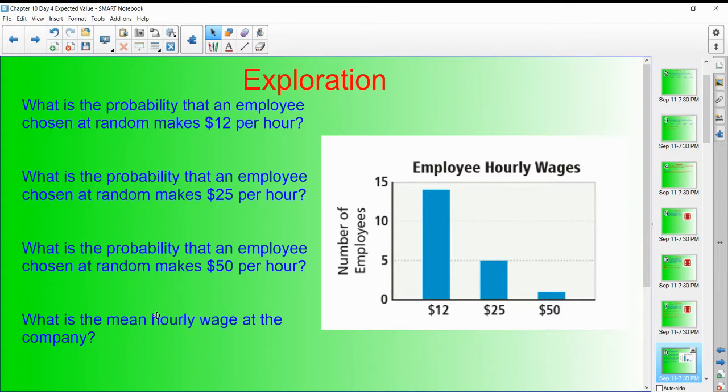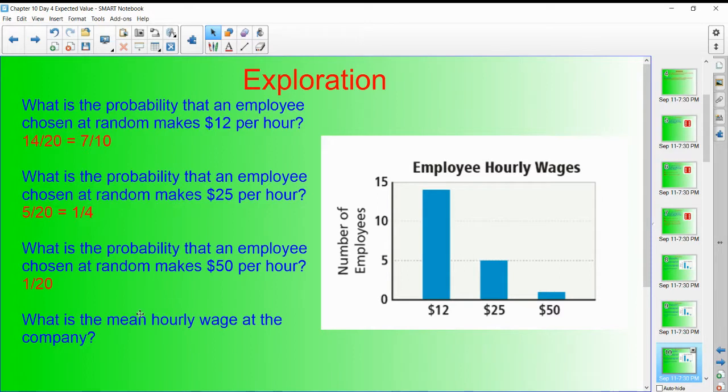So looking at this graph, what's the probability that an employee makes $12 per hour, $25 an hour, $50 an hour? And then what's the mean? What's the average hourly wage? So I see 14 out of the total 20 make $12 an hour. 5 out of 20 make $25 an hour. 1 out of 20 makes $50 an hour. Probably the boss.